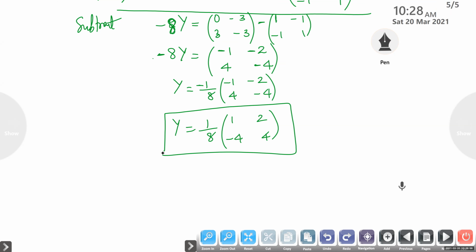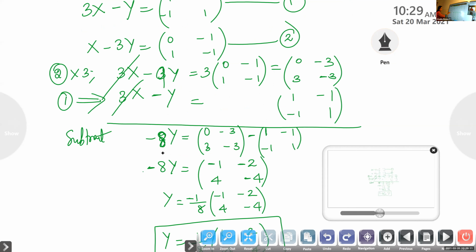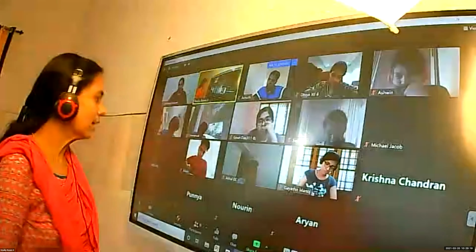Okay, so now we got y. After getting y, substitute this in any one of the equations and find x. Or once again, do the elimination process. Here we eliminated x; in the same way you eliminate y and find x. We usually substitute this in any one of the equations and find. Ma'am, I did not complete, ma'am. Can you show over there? Second, I'll show it.